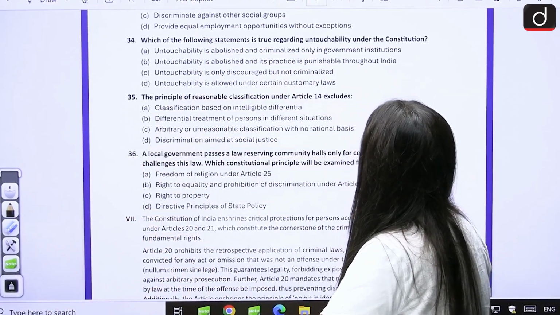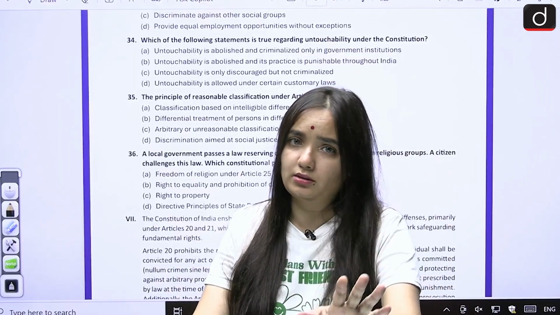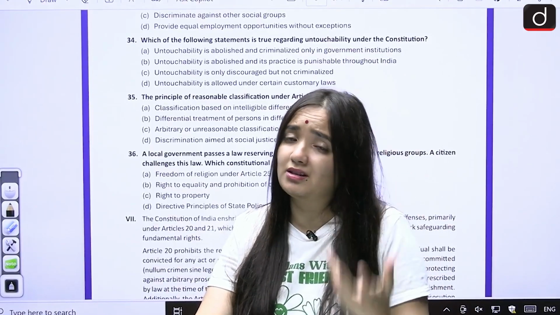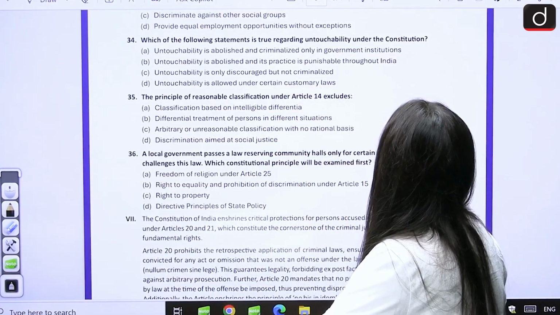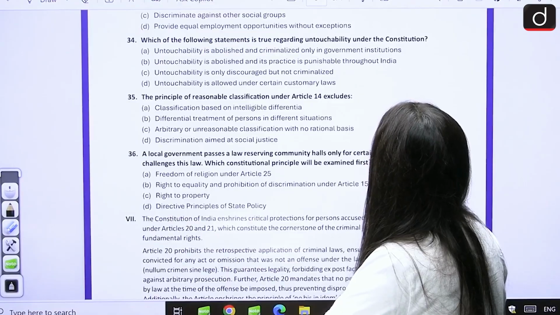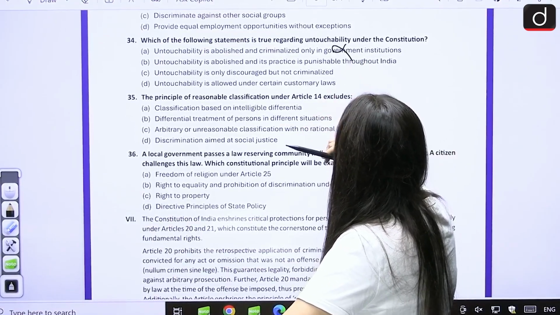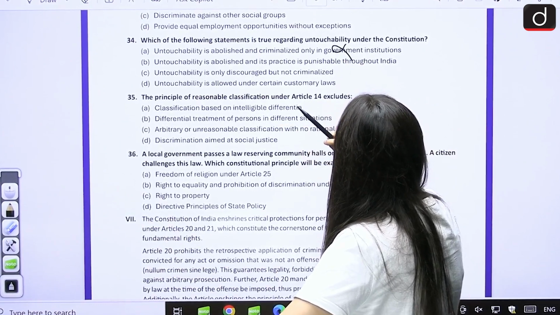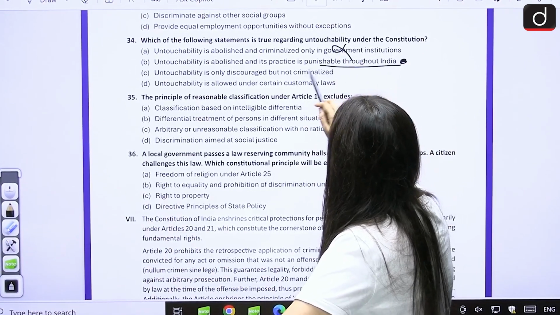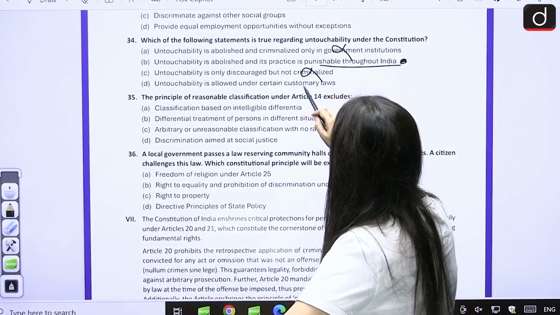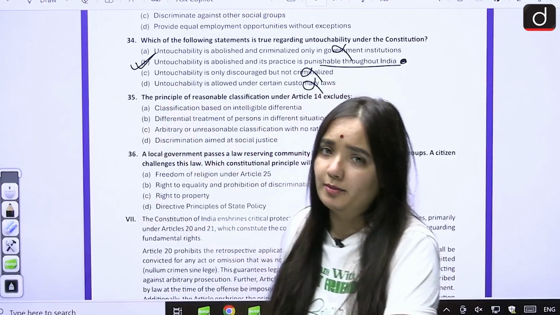Which of the following statements, this passage is completely based on your focus. इसमें रीजनिंग से ज़्यादा फोकस है क्योंकि पैसेज से स्ट्रेट निकल रहा है आंसर. Which of the following statements is true regarding untouchability? Untouchability is abolished and criminalized only in government. गलत है ये. Untouchability is abolished and its practice is punishable throughout India. ये सही है. Is only discouraged, is only allowed. No, it is not only discouraged, it is also penalized. Punishment भी है ना.